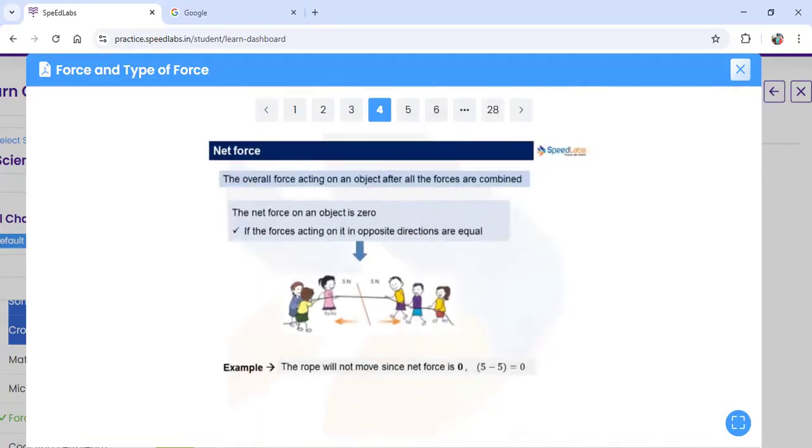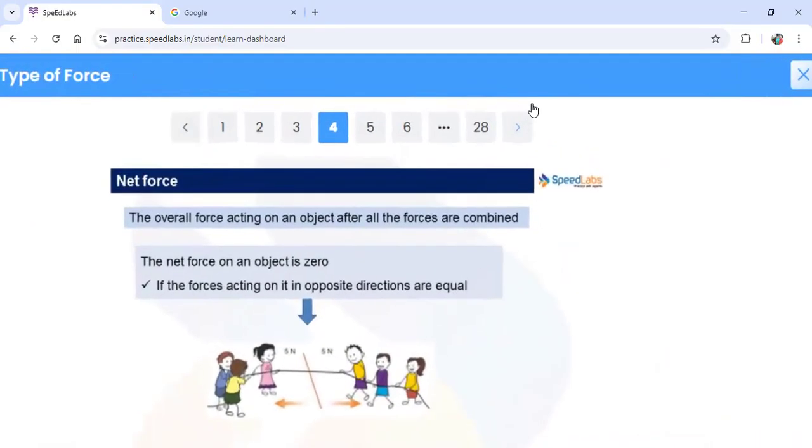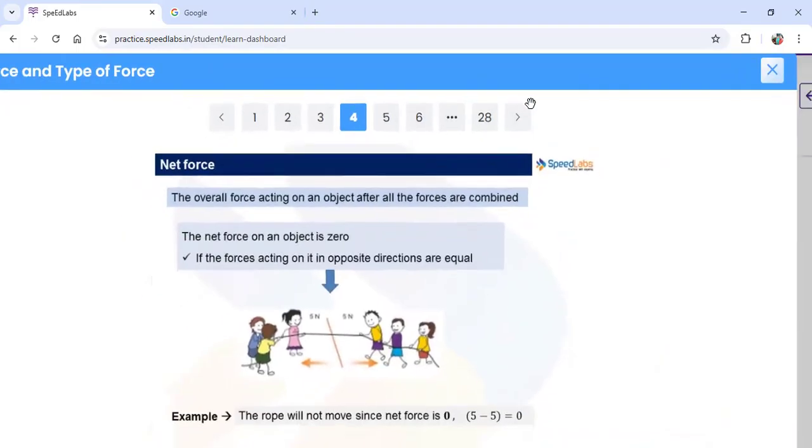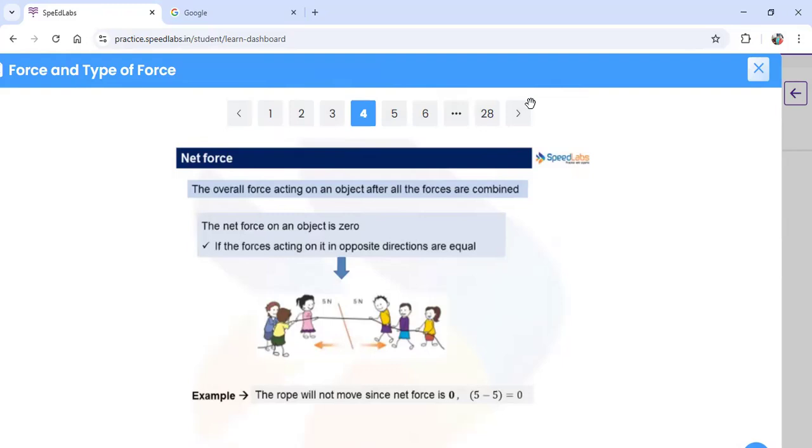Next, net force. The overall force acting on an object after all the forces are combined is called the net force. You can see in this diagram it is clear. These three persons are applying 5 newtons, and these three persons are applying 5 newtons. So the net force on the object is 0 here. If the forces acting on it in opposite directions are equal, then we can say that the net force is 0. The rope will not move since the net force is 0. 5 minus 5, 0, you can see.